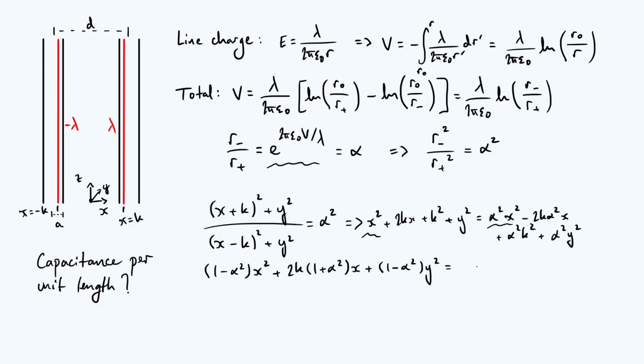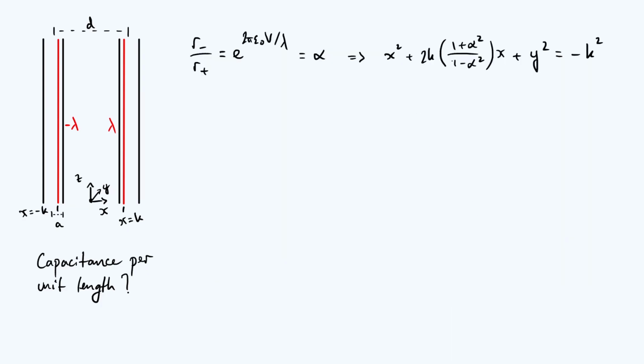The constant term, let's put that on the other side. We are going to get an alpha squared minus 1 all into k squared. And notice that this 1 minus alpha squared appears here, here, and here, but flipped around. And so this would probably look a bit nicer if we divided through by that. And we conclude that our equipotential surface has equation x squared plus 2k times 1 plus alpha squared over 1 minus alpha squared times x plus y squared is now just equal to minus k squared. And let's see if we can tidy up this 1 plus alpha squared over 1 minus alpha squared term.